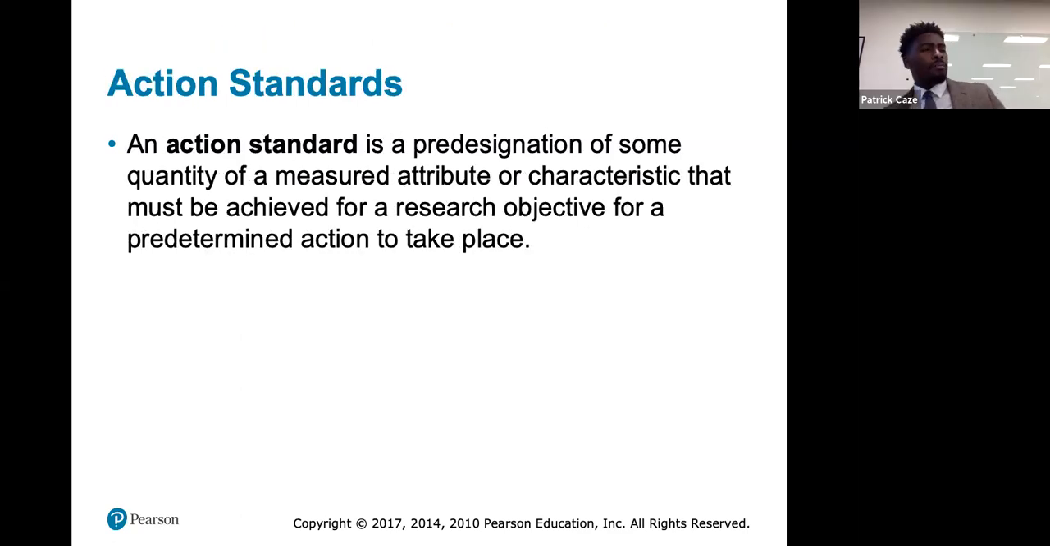An action standard is a pre-designation of some quantity of a measured attribute or characteristic that must be achieved for a research objective, for a predetermined action to take place. So basically it's a prerequisite. That's really what it is. I have to have something set, an assumption or some rule that's already set that I know has to happen or is required, and then I can go on and do the research, or go on to meet this objective. And we'll get into assumptions later on down the line when we're doing our statistics, because there are certain assumptions I make about the data when I'm analyzing it.